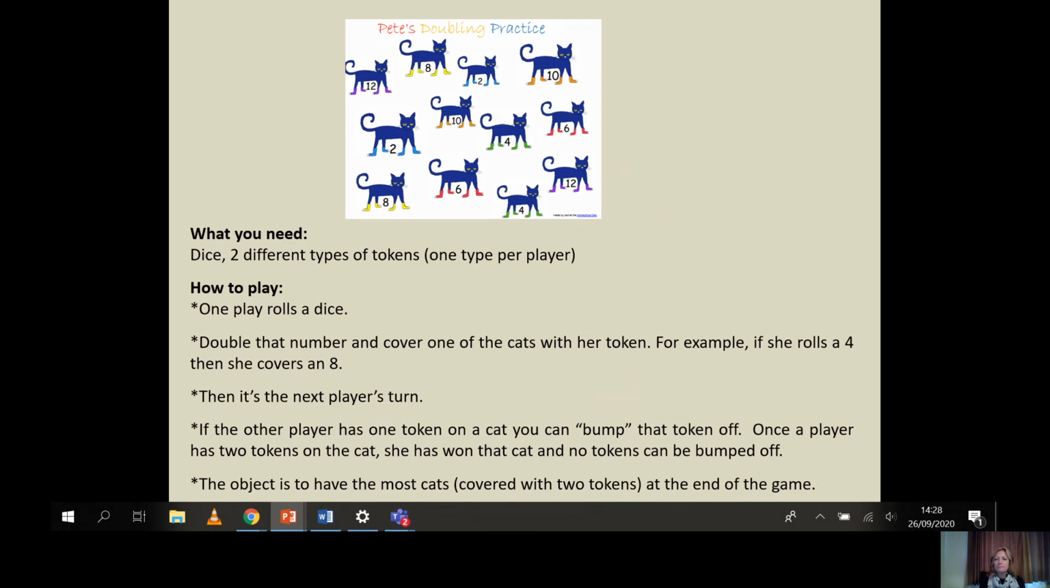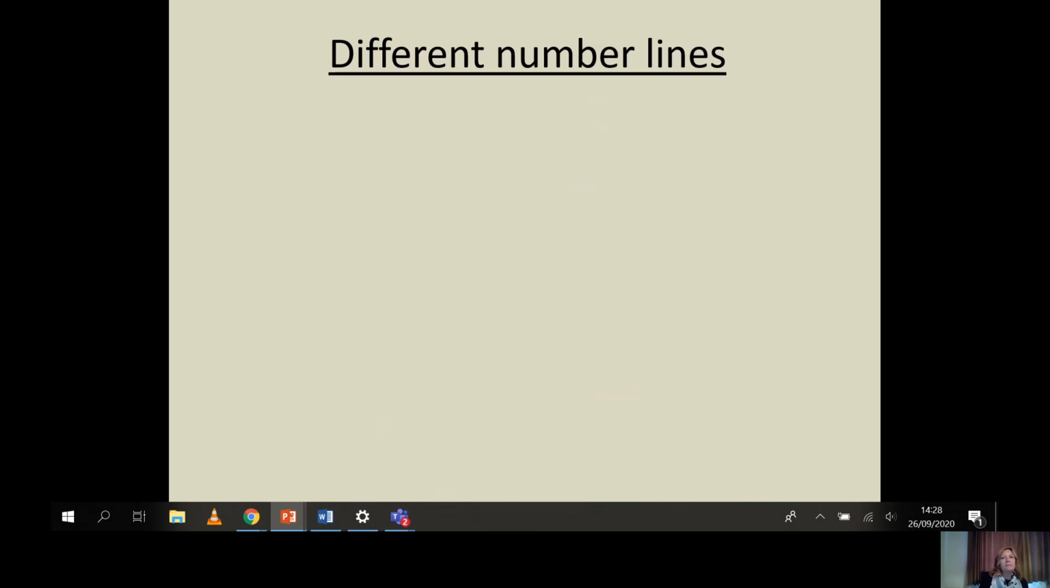Next player's turn. If one player rolls the same as you, they can get rid of your counter and put theirs on top. Once a player has 2 tokens in a cat, they've won that cat, no more bumping off. The objective is to have the most cats with tokens by the end. You can moderate it to your own game. Just have 5 turns each. Who's got the highest number? You could add up your numbers at the end. Okay, a nice doubling game then.